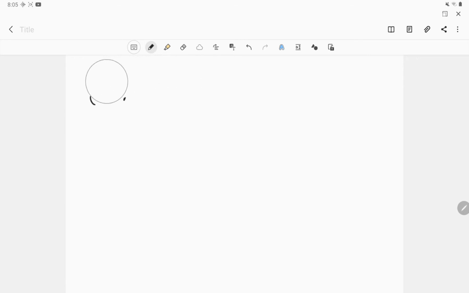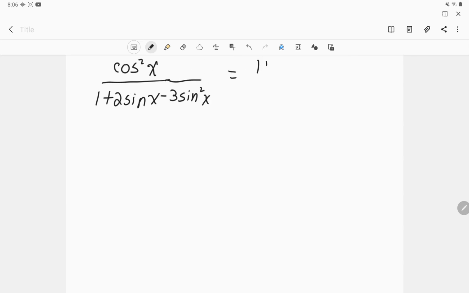Example number 5 says, this one looks very long. Cos squared, now they put a theta, I put an x, it doesn't matter. Cos squared x over 1 plus 2 sine x minus 3 sine squared x, that's very long, equals 1 plus sine x over 1 plus 3 sine x. I'm trying to look and see.